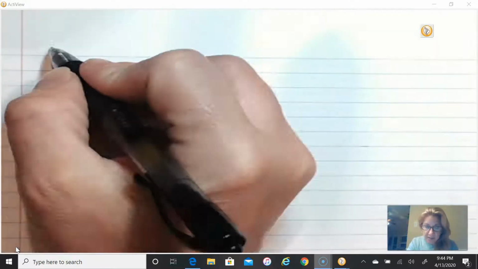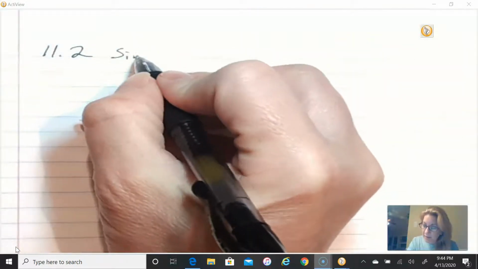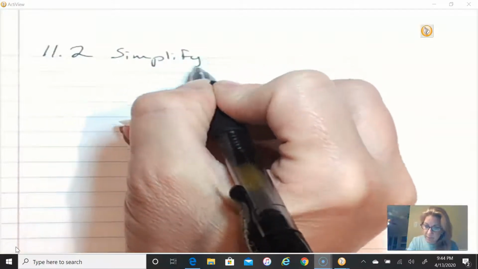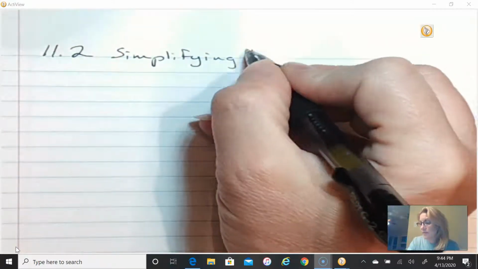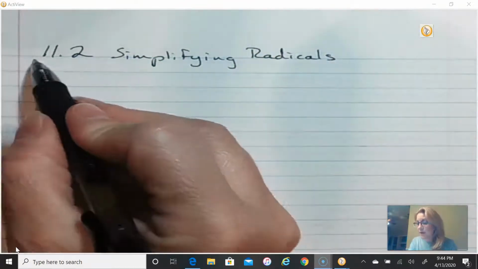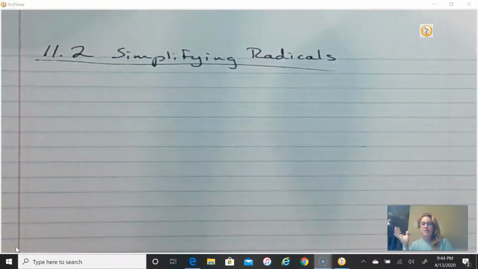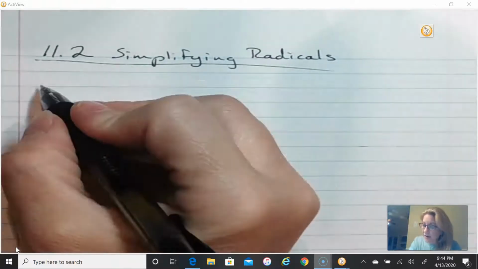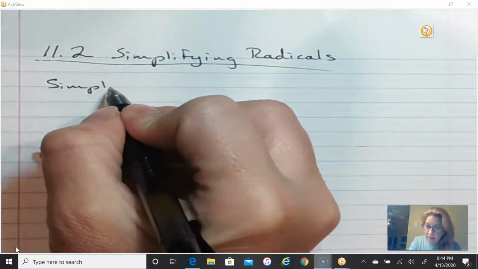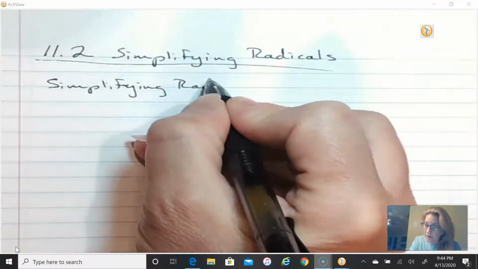All right, so 11.2, simplifying radicals. Now think about what simplifying means. You've been doing simplifying for 2 years now. So if we're going to simplify radicals, this is how you do it.